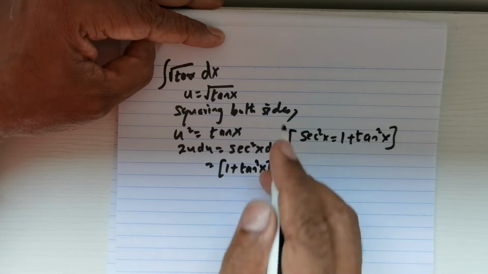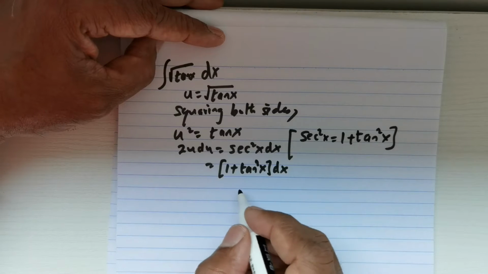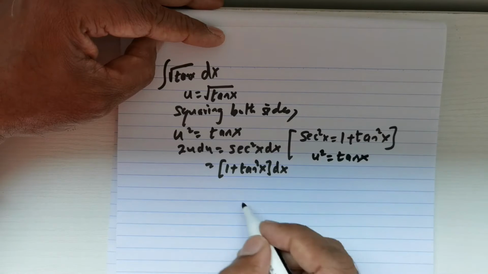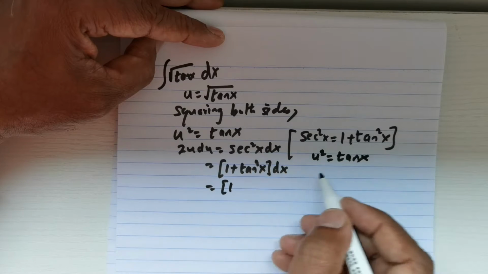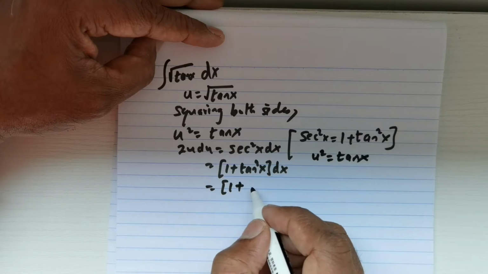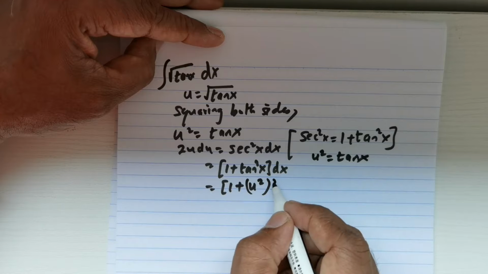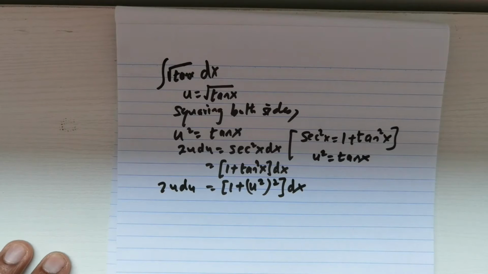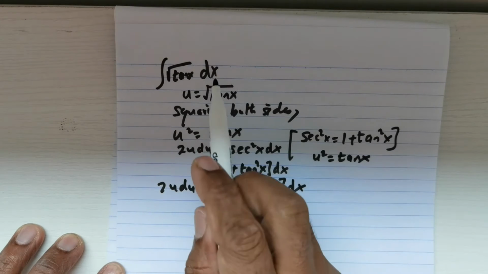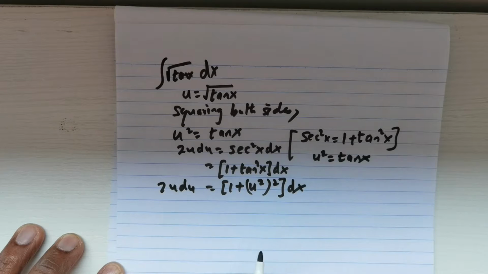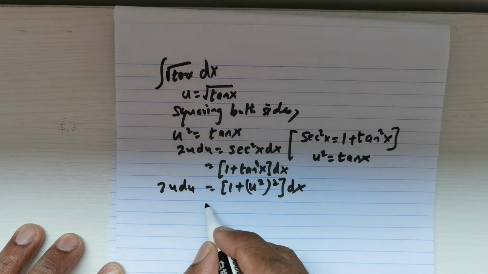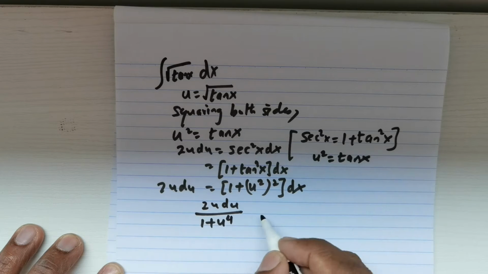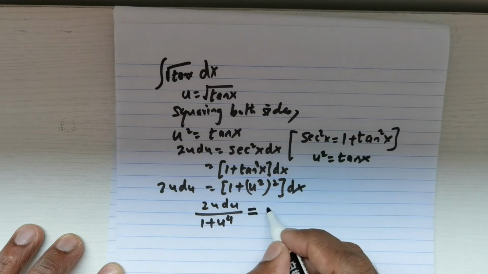But u is root of tan x, so u squared is tan x. Substituting the value for tan x, I now have 1 plus u squared, raised to the power 2, times dx. On the left, it's 2u du. But I need to substitute for dx, so I rewrite this as 2u du over 1 plus u to the power 4 equals dx.